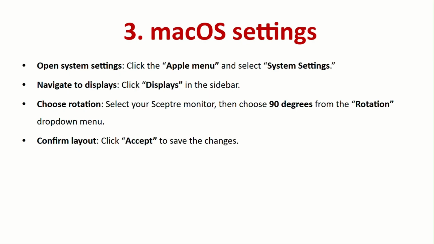Now click on Display in the sidebar. From there, select a Sceptre monitor, then choose 90 degrees from the rotation drop-down menu and click Accept to save the changes.